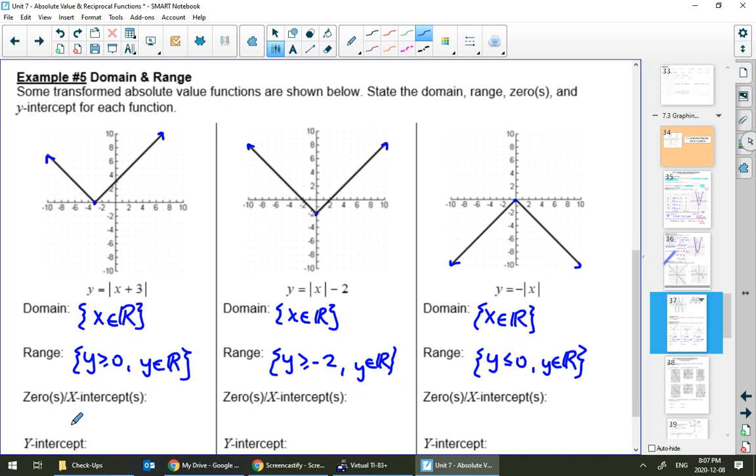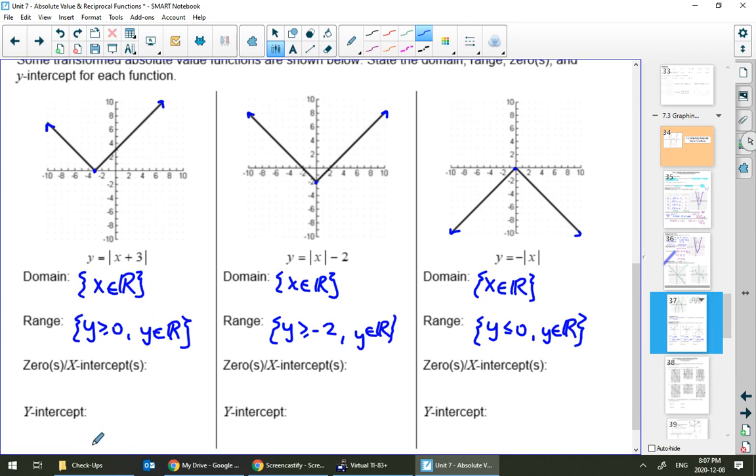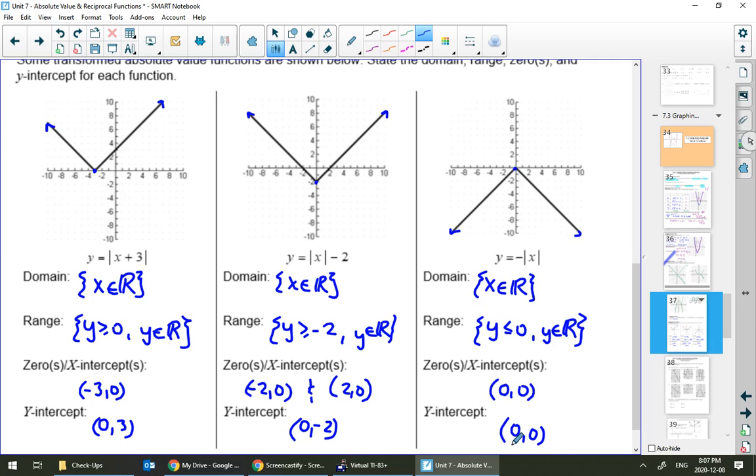Taking a look at our zeros, for the first function, our zeros are happening at negative 3 comma 0, and our y-intercept happens at 0 comma 3. For the next one, the zeros are happening at negative 2 comma 0 and 2 comma 0. And our y-intercept is happening at 0, negative 2. For the final graph here, we have just one zero right at the origin, so 0, 0, and then our y-intercept is also 0, 0.